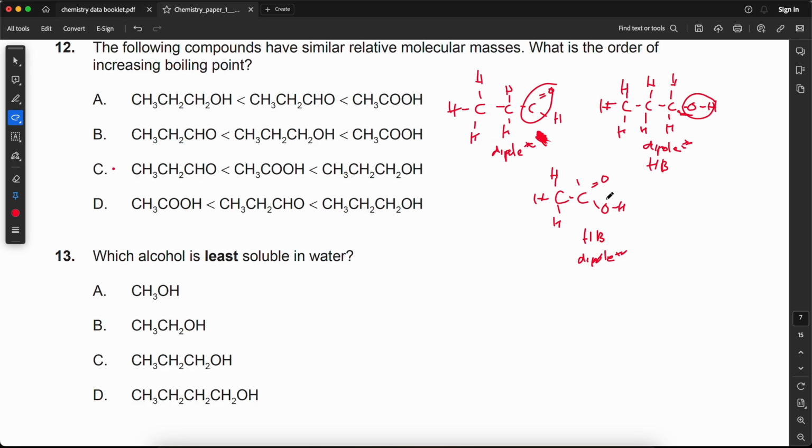But is it ethanoic acid or propanol that has the higher boiling point? The answer is ethanoic acid, because why? For dipole attraction, it has C double bond O and then C single bond O. But in propanol, only C single bond O. Therefore, in terms of dipole-dipole attraction, ethanoic acid is stronger compared to propanol. So the answer is B.